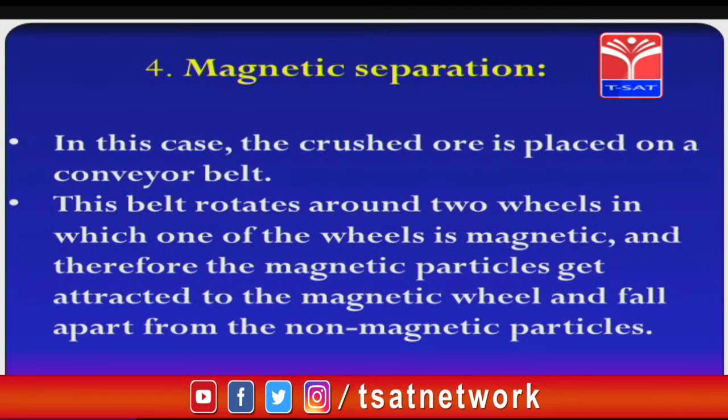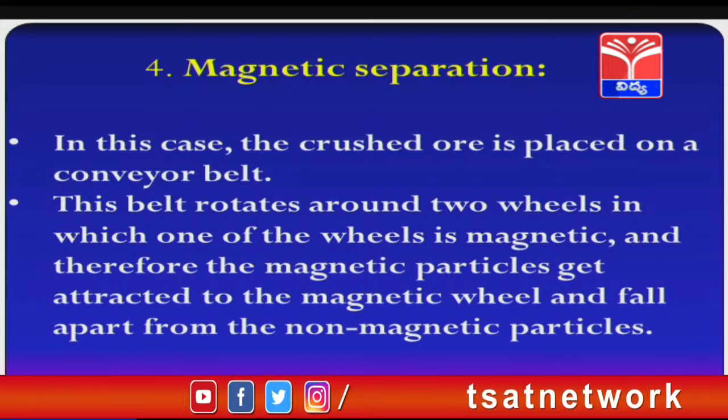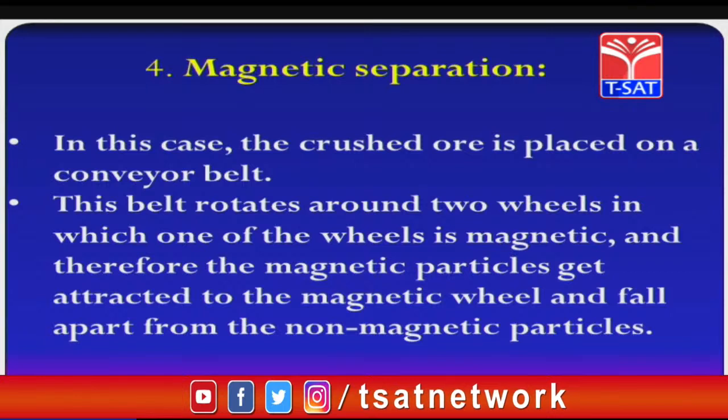Now, let us see what is magnetic separation. In magnetic separation, we are using magnets. So, that means we mainly use this method where magnetic ores are there. If you see, in this case the crushed ore is placed on a conveyor belt. This belt rotates around two wheels. There is a conveyor belt. Now, magnetic metals like iron get attracted to the magnetic belt.